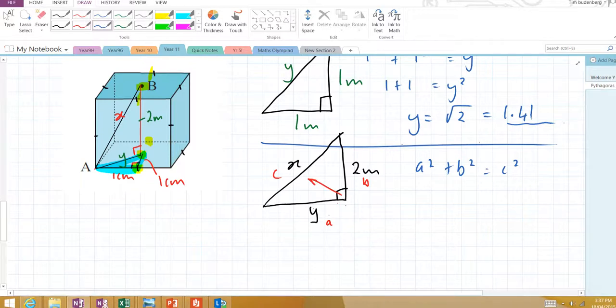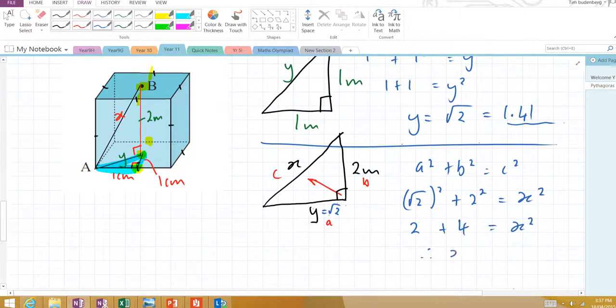A is y, but we know, fortunately, that y is root 2. So we can write root 2 squared plus b squared, which is 2 squared, equals x squared. All right, now root 2 squared is just 2, plus 2 squared is 4, equals x squared. Therefore, x is the square root of 6 meters.